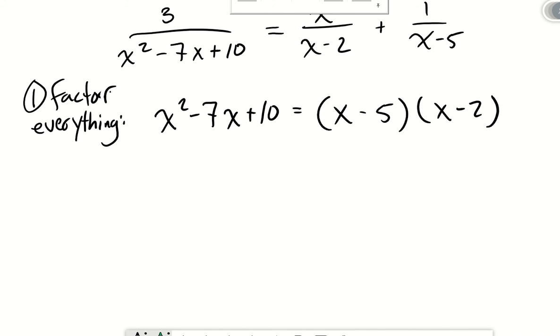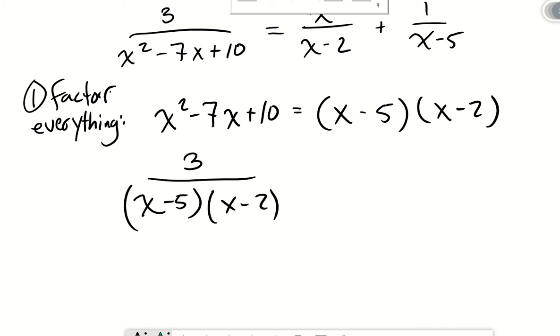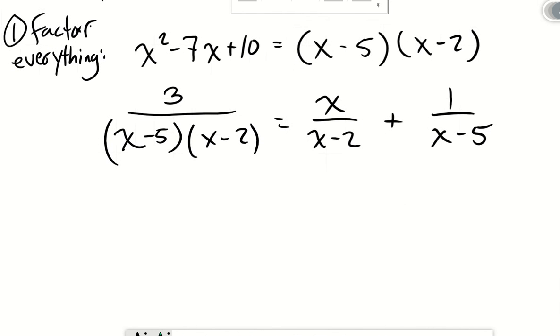So we've got 3 over x minus 5 times x minus 2 equals x over x minus 2 plus 1 over x minus 5. Okay, so now we're going to do our little trick where our goal is to get rid of this denominator here to make the left side of the equation easier to work with, and the effect of that is generally going to be that it makes this side easier to work with too.